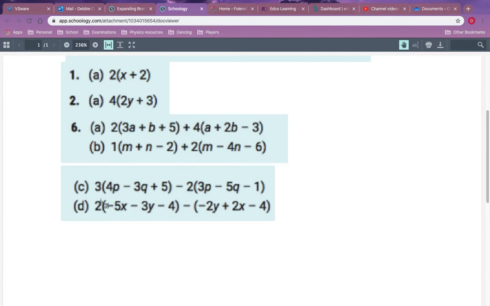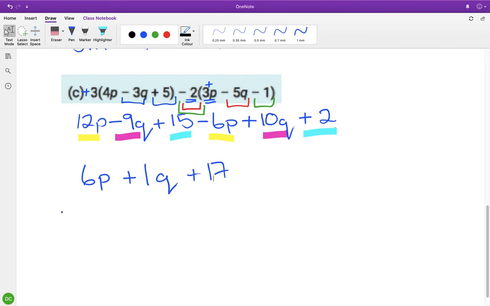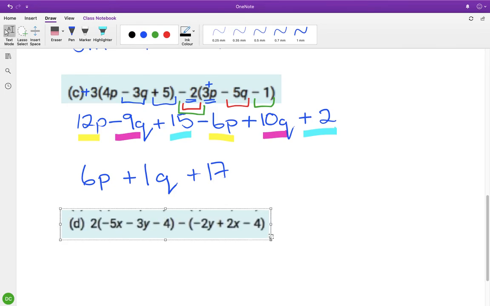Alright, and the last one. Alright, so starting with the 2, and we're going to multiply it with this minus 5. So the 2 is plus because there's no sign. So these signs are different, which means minus. The numbers, 2 times 5 makes 10, and the letter is an x.